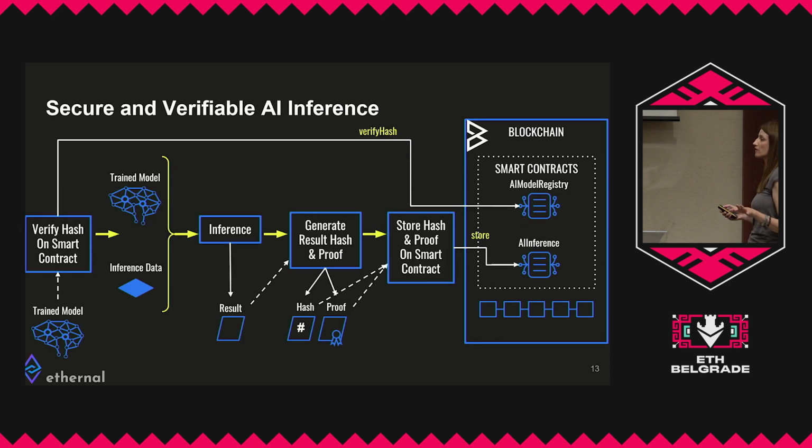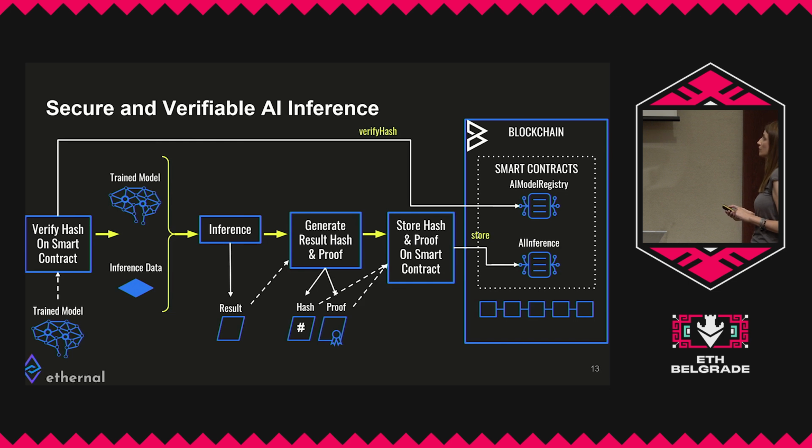Okay, now we have a verified data set. We have a trained model that is stored on the blockchain. Now we can infer new knowledge from our trained model. The first step is to verify the hash of the trained model that we want to use, and to give input to our trained model. This is inference data. This is like the new data from one of the first slides. Then we go into the inference process, and we get the output of that process, which is some result.